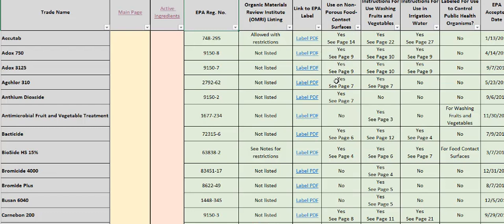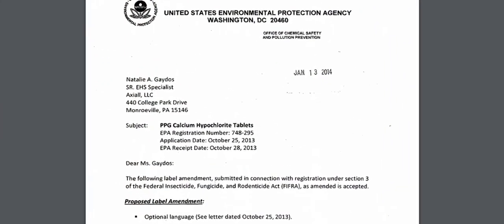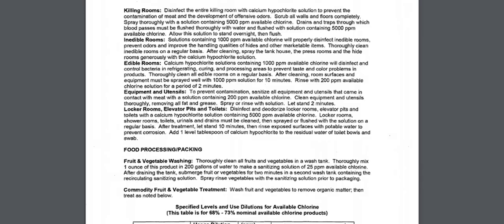Using AccuTab as an example, we see that it is labeled for non-porous food contact surfaces, washing fruits and vegetables, and for use in irrigation water. Here I have pulled up the EPA label for AccuTab by clicking on the Label PDF hyperlink. We can find the instructions for washing fruits and vegetables on page 22 of this PDF document.